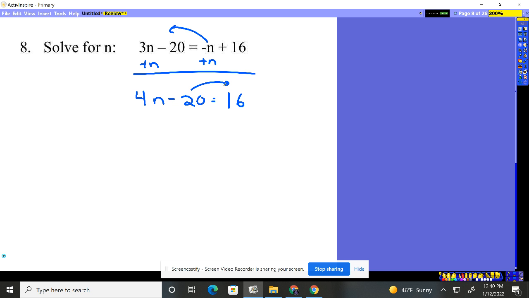Now I need to move my number over. So I add 20 to both sides of the equation. I have 4n equals 36. Now I divide by 4 and I get my answer, n equals 9.